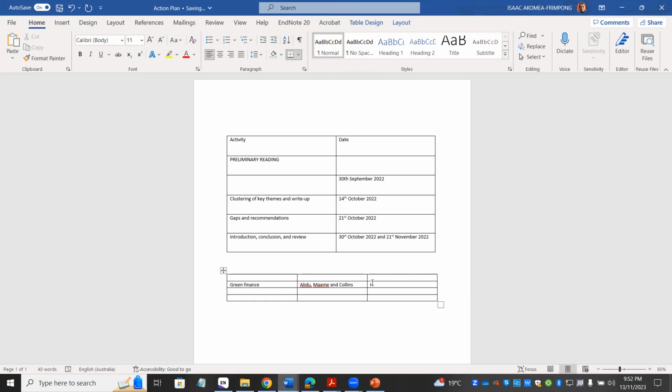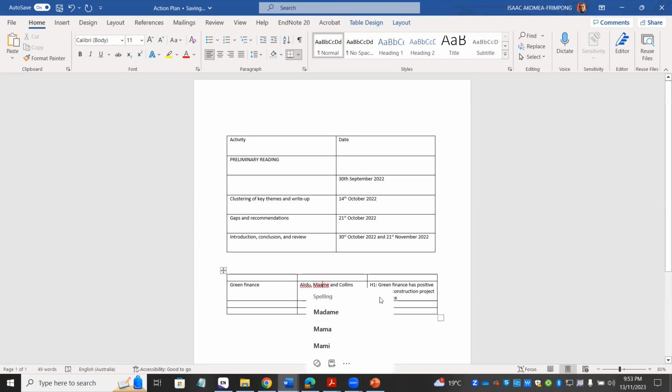The hypothesis is that green finance will have an expansion of the performance. So it's that construction project simple. Then the second one has to do with ESG.